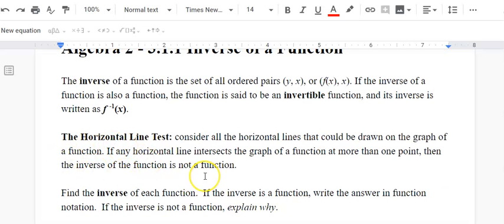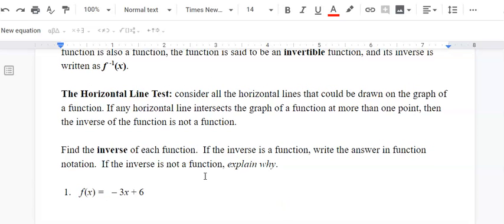We also have what is called a horizontal line test. This test is very similar to the vertical line test. But if you think about it, if we reverse x and y, instead of there being a vertical line, you would not want a horizontal line for the inverse. And I'll show you how that works in just a moment.